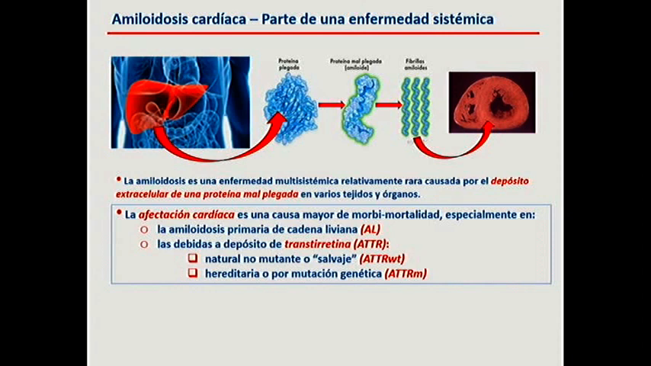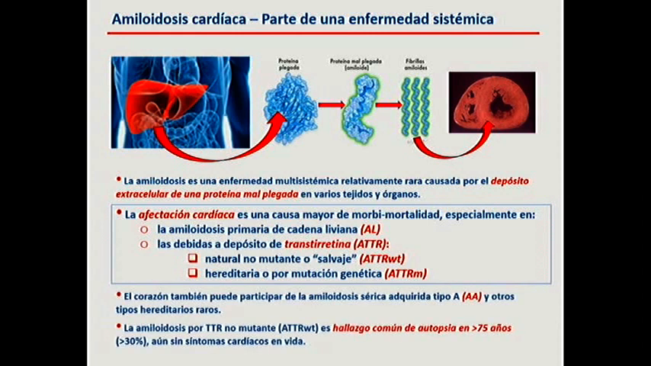It could be non-mutant, wild type or spontaneous. It's called wild type because it appears naturally, or hereditary because of a genetic mutation, which is the ATTRm. As we can see, the letters are A for amyloidosis, then we have the type of protein, L, which is light chain, TTR is transthyretin, and then we have the subtype, WT, wild type, or M because of mutant.